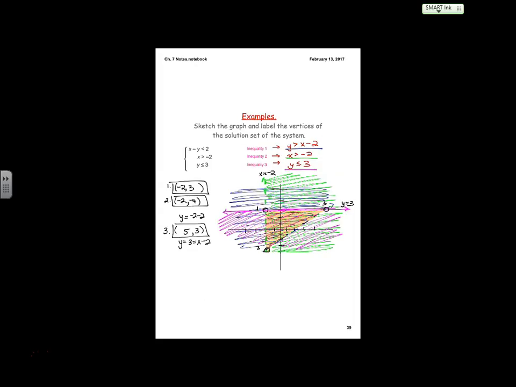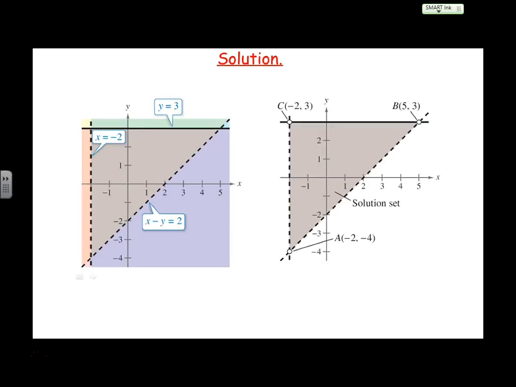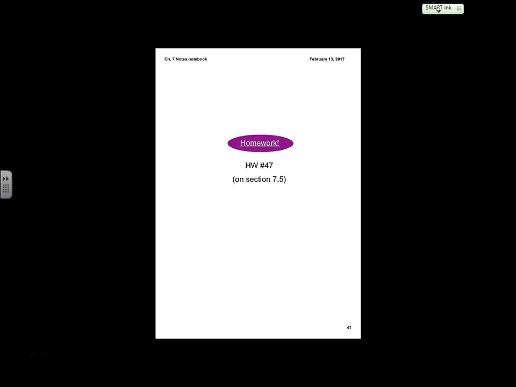Alright, kiddos, there might be some applications in this homework, but look, we got it right. Alright, homework 7-5. Play with shading tonight, play with a couple applications. You guys are good to go. It's 9:30.